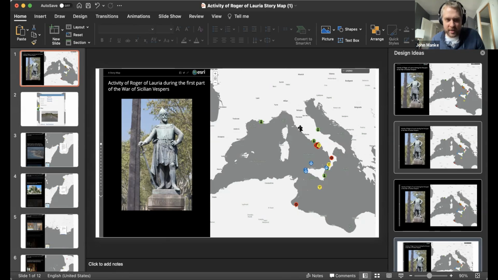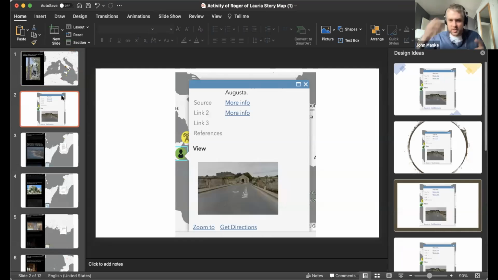And through that, I think that this is really useful in that regard. Additionally, it grounds the past in a geographic reality.